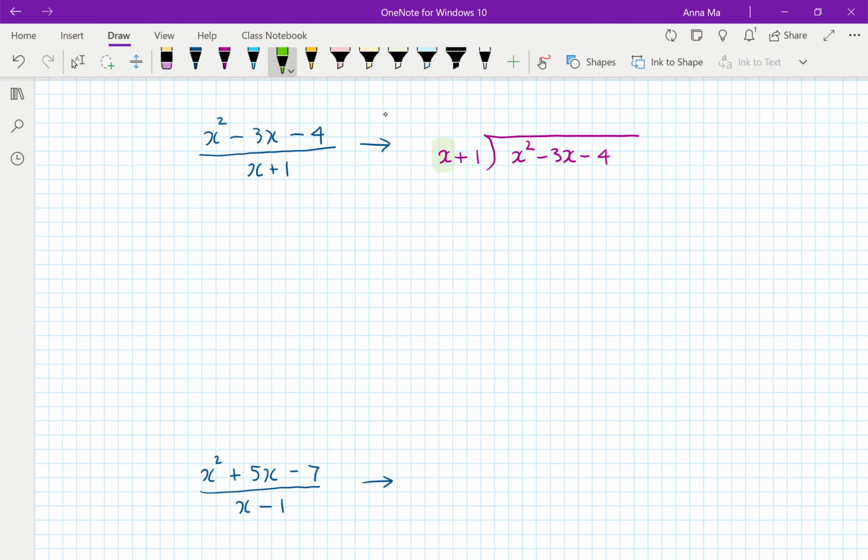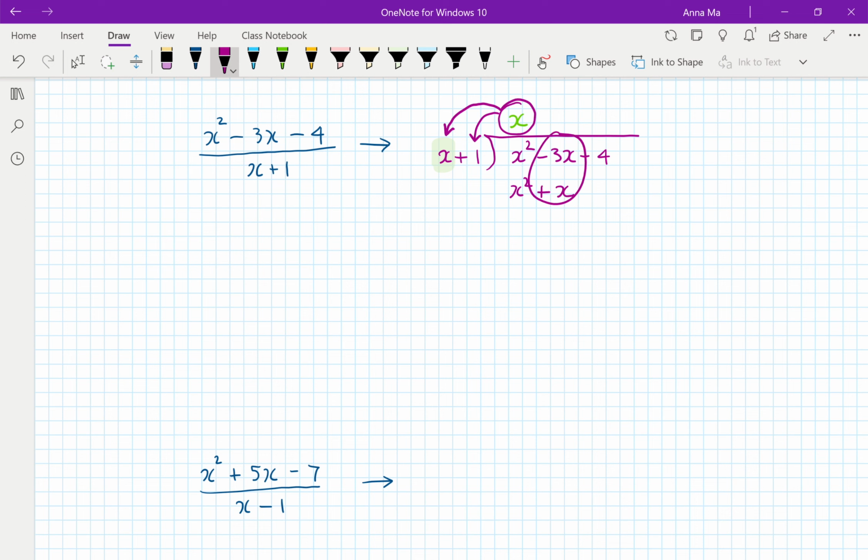So again, I go x times what gives me x squared? X times x gives me x squared. Now after you write that, it changes a little bit from here. Remember we wrote down our result here, x squared. When you write down your result, you don't only multiply the x with this x here, but you also have to multiply to positive 1. So the point is that you multiply it to both of the terms in the divisor. So I don't just get x squared, I get x squared plus x.